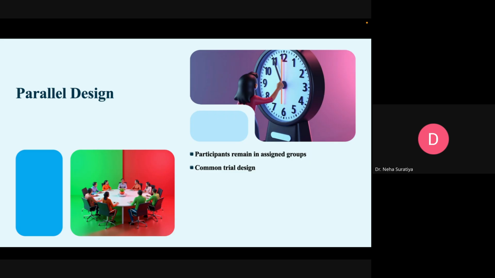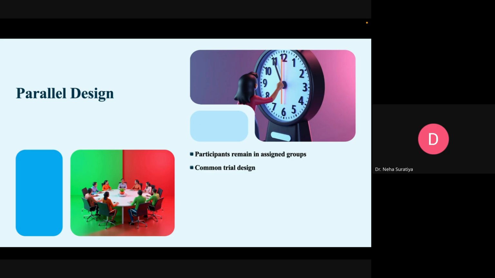That is parallel design. Again, I am repeating what is happening here. Participants are randomized into different groups and remain in their assigned group throughout the entire study. They do not switch the treatments. How does it work? For example, if group A receives drug A, they are followed until study completion, and if group B receives some placebo, they are also followed until study completion. Both groups are observed simultaneously and the outcomes are compared at the end.